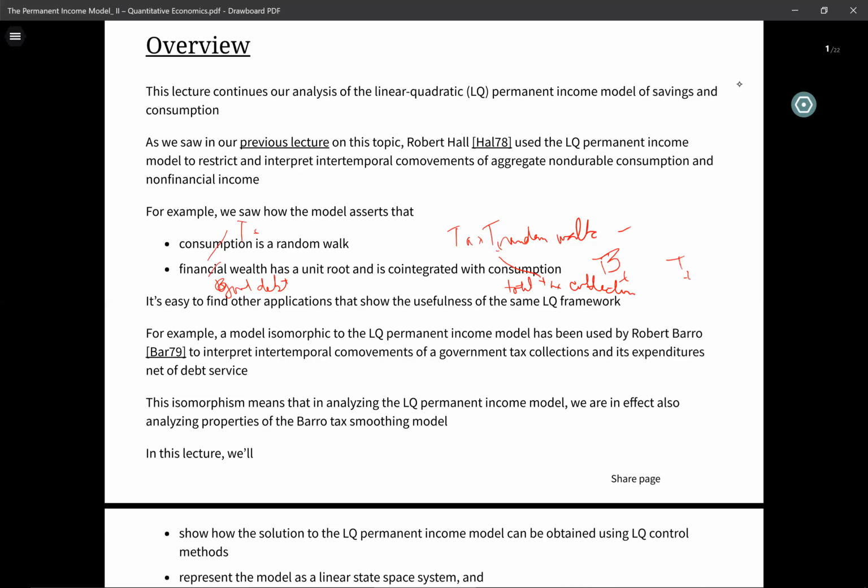It's a widely used and referred to model. And you'll notice the starting point for Lucas and Stokey. Lucas and Stokey get very different results. Tax collections are not a random walk. They typically inherit the characteristics of the government expenditure process. They are smooth, however.